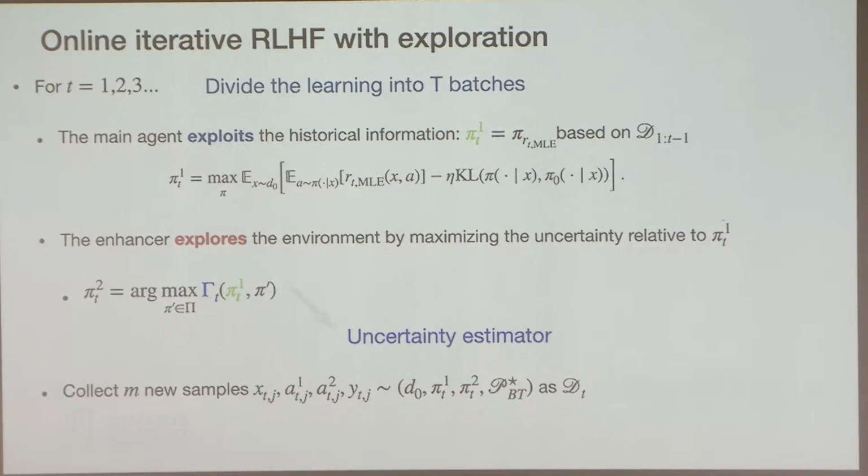We will give a concrete example of an uncertainty estimator. Here the intuition is that, given history, if we are uncertain about this direction, then if we explore towards this direction, we will get more information. That's why we want to have an asymmetric algorithm framework. One is to use the historical information, and one is to explore. And after designing these two policies, what we do is just collect M new samples and ask for the labels from the ground truth labeler.